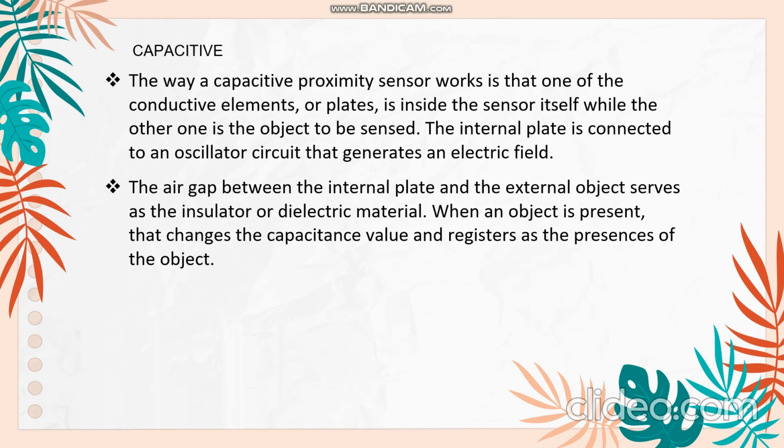For capacitive proximity sensor, the way a capacitive proximity sensor works is that one of the conductive element or plate is inside the sensor itself, while the other is the object to be sensed. The internal plate is connected to an oscillator circuit that generates an electric field. The air gap between the internal plate and the external object serves as the insulator or dielectric material. When an object is present, that changes the capacitance value and registers as the presence of the object.